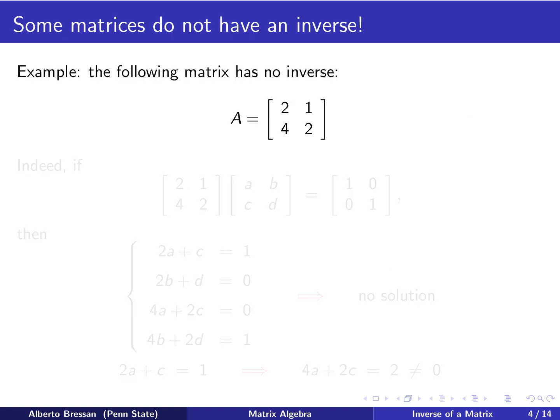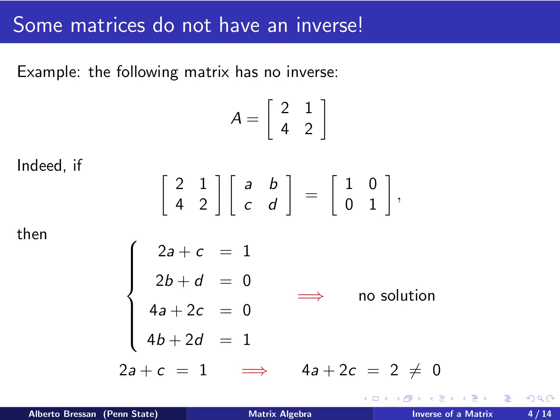Now, one important thing: for any given square matrix, it might not have an inverse. We can take a quick example. Let's look at this matrix A, which is 2, 1, 4, 2. And we claim that it has no inverse, and we're going to show it. So let's assume it has an inverse, and the inverse matrix is 2 by 2, with elements a, b, c, d. Let's try to find these a, b, c, d.